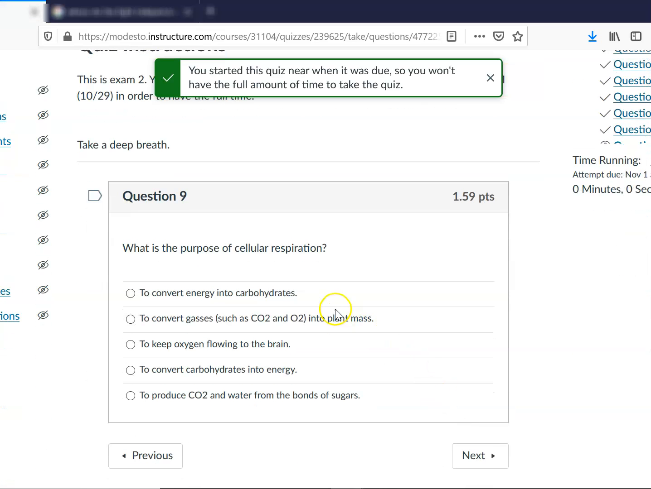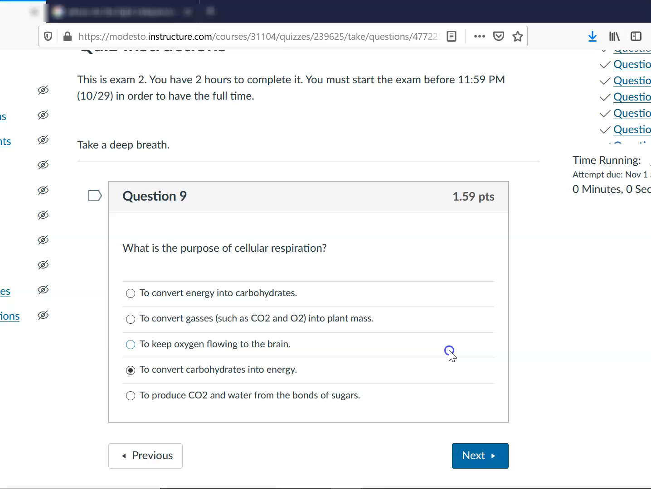What is the purpose of cellular respiration? To convert carbohydrates into energy. You're taking that sugar, you are breaking it down in glycolysis, the Krebs cycle, and the electron transport chain, and you are making a lot of ATP, or at least as much ATP as possible from that.